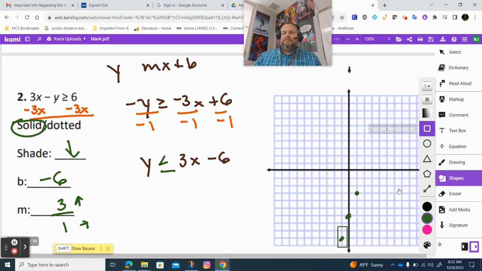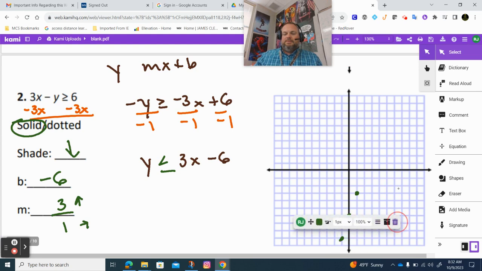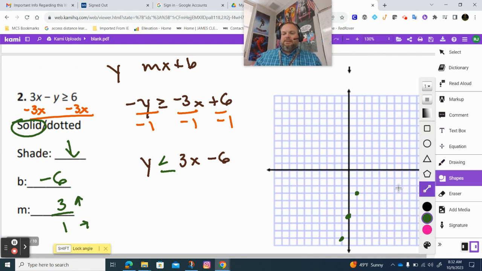What? Apparently, I was trying to graph whatever the heck that is. Rectangle. Come on. More better. Shapes, line. I think this stuff resets when I don't use it a lot.